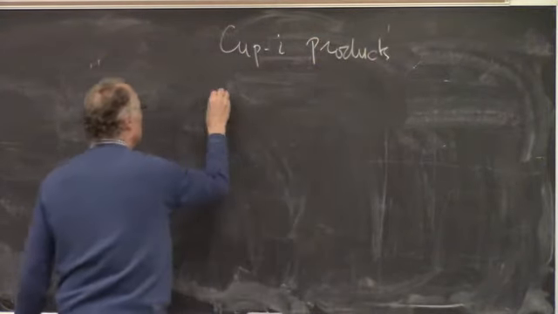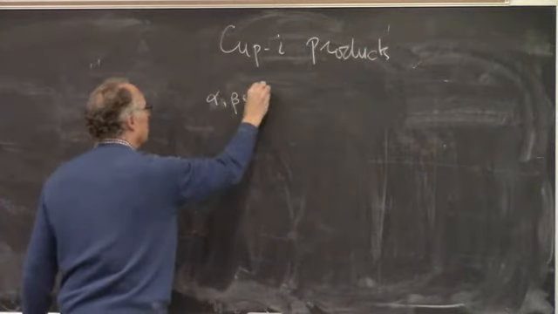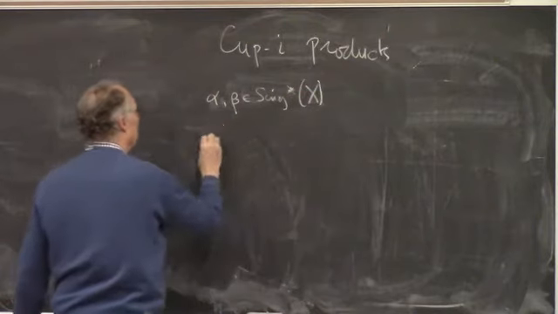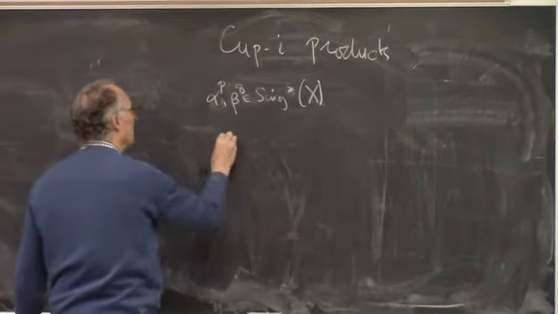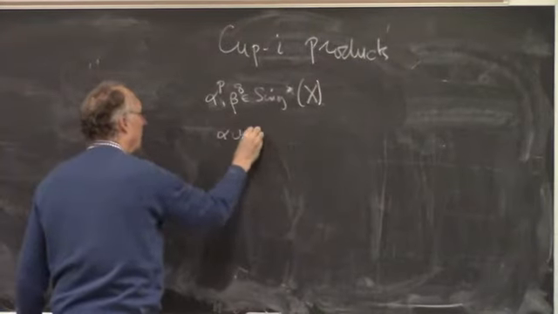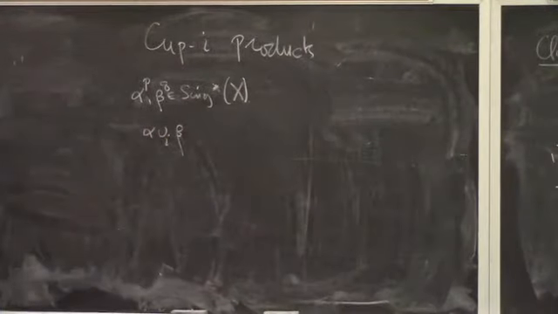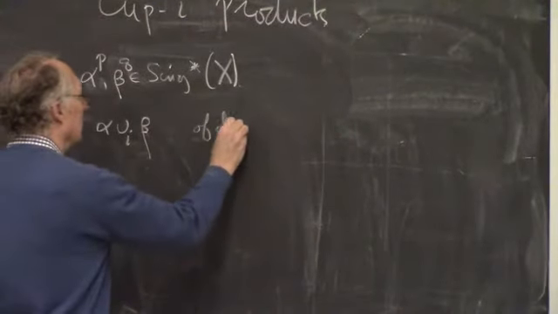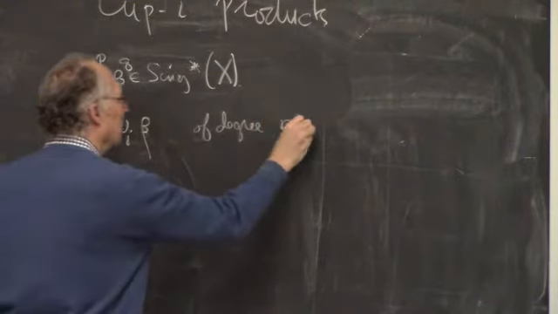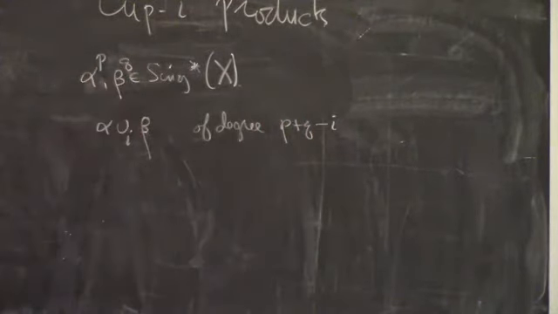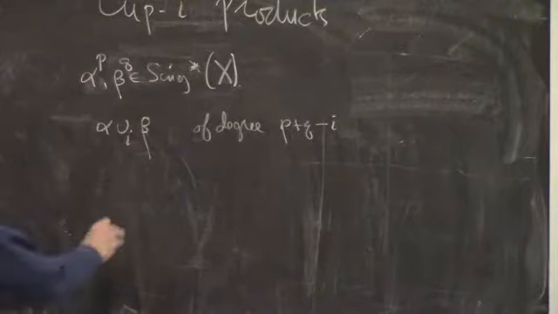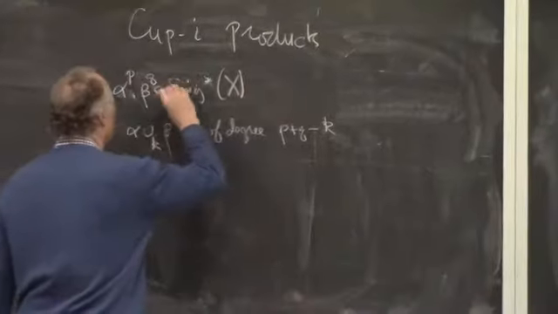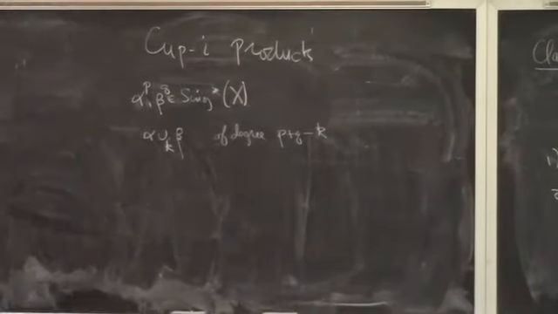So if you start with two singular cochains of, let's say, degrees P and Q, you can form their cup I product, which is denoted this way. And it's a cochain of degree P plus Q minus I. Maybe let's call it K to fit with. Though they are called the cup I products, can't help that.